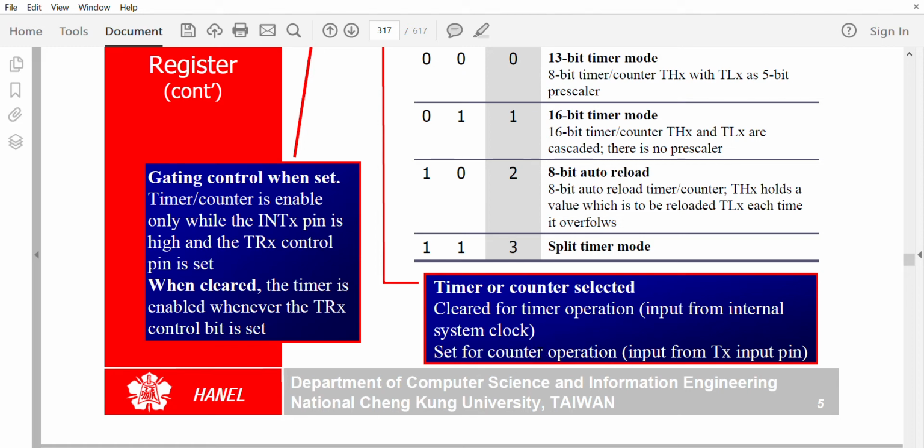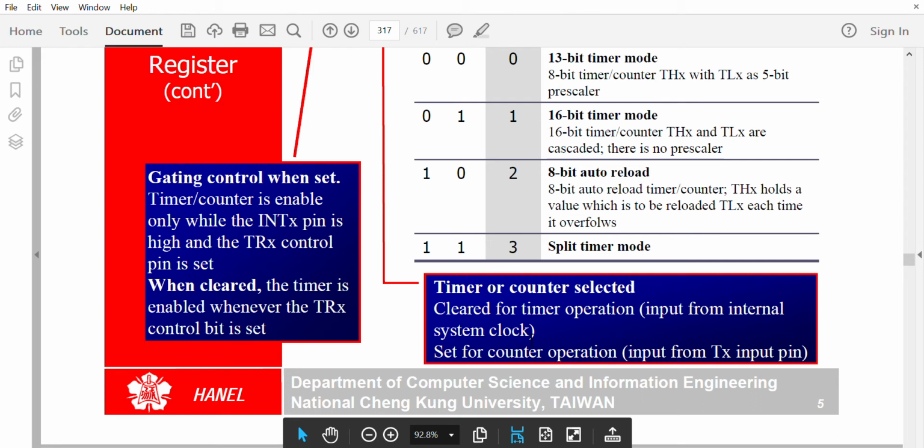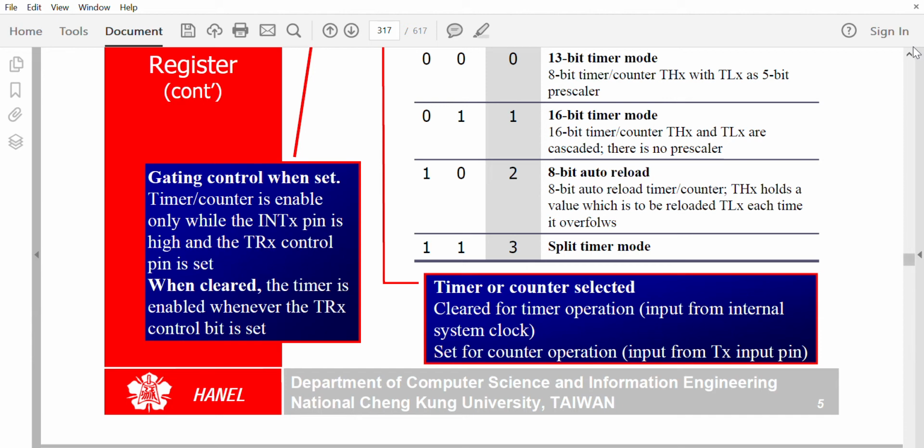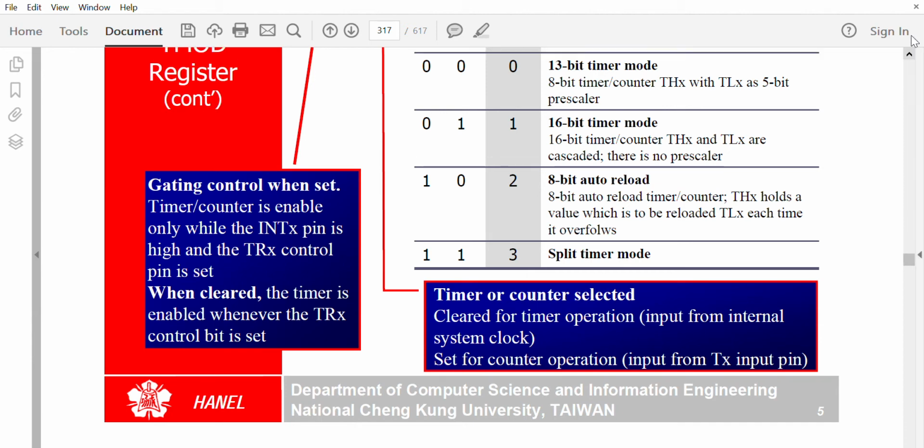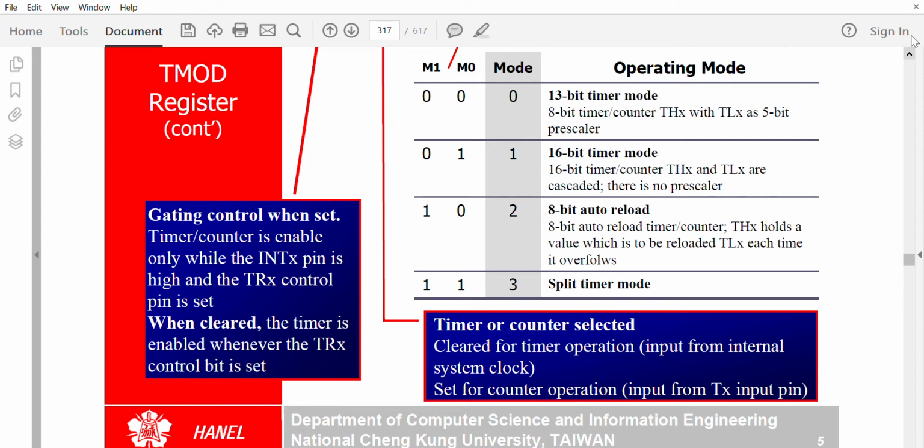So if C bar T is 1, it will act as a counter, and the input, what you are going to count, is from the transmit input pin of the 8051. So 8051 has a TX or the transmit input pin. There you can give the input, and that will be counted if you are setting C bar T equal to 1. If C bar T is equal to 0, then it will be acting as a timer, and the input will be taken from the internal system clock.